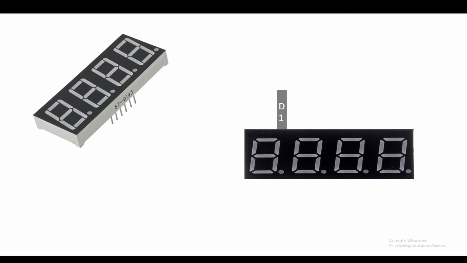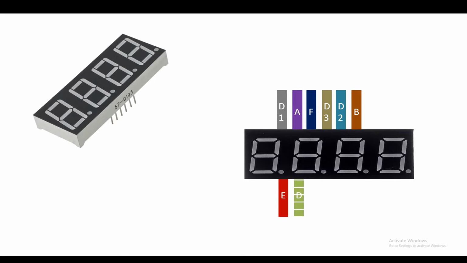At the top left, at the back, you have the digit 1 pin to the left, then the A segment, F segment, digit 3, digit 2 and the B pin. Then at the bottom left you have the E pin, segment D pin, segment dot pin, then the C pin, then the G pin and then the digit 4.